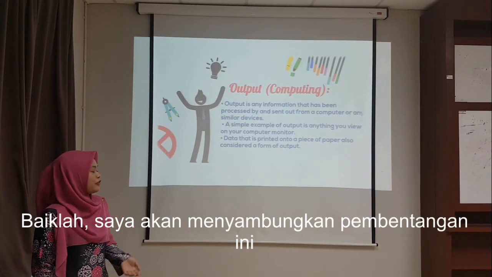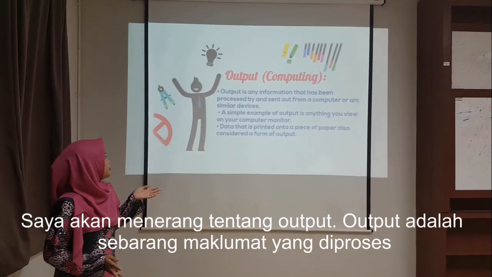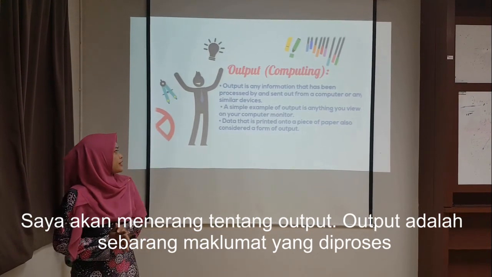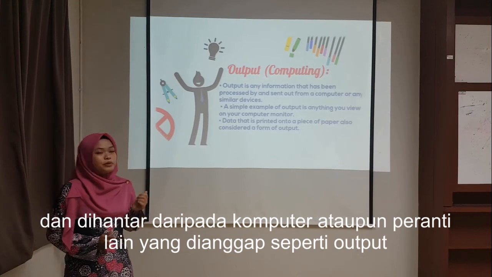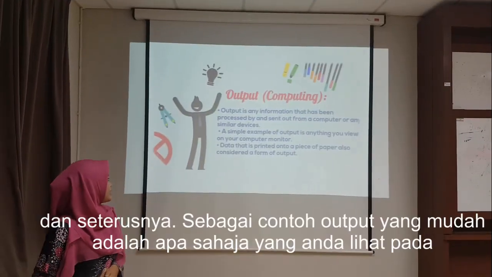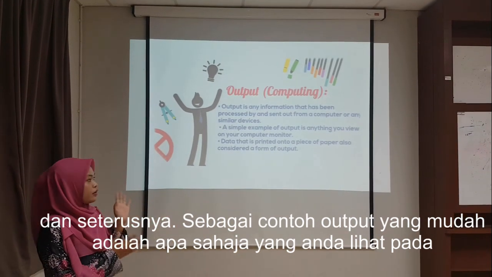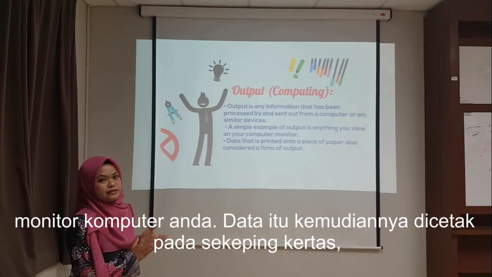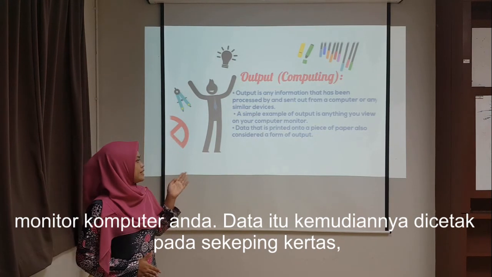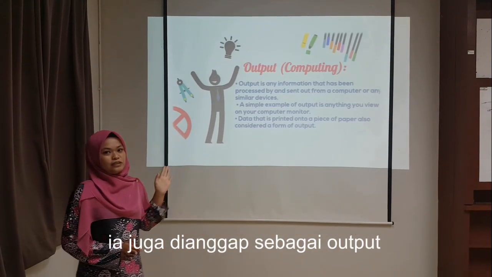Okay, I will continue this presentation. I will explain about output. Output is any information that has been processed by and sent out of the computer or any similar device. For example, output is anything that you view on your computer monitor. Data that is printed onto a piece of paper is also considered a form of output.